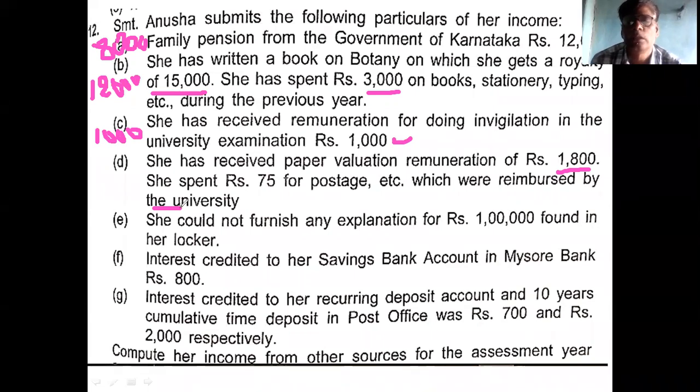1,800 income received. To receive 1,800 you spent 75. That 75 is reimbursed by the university, means that amount was repaid.